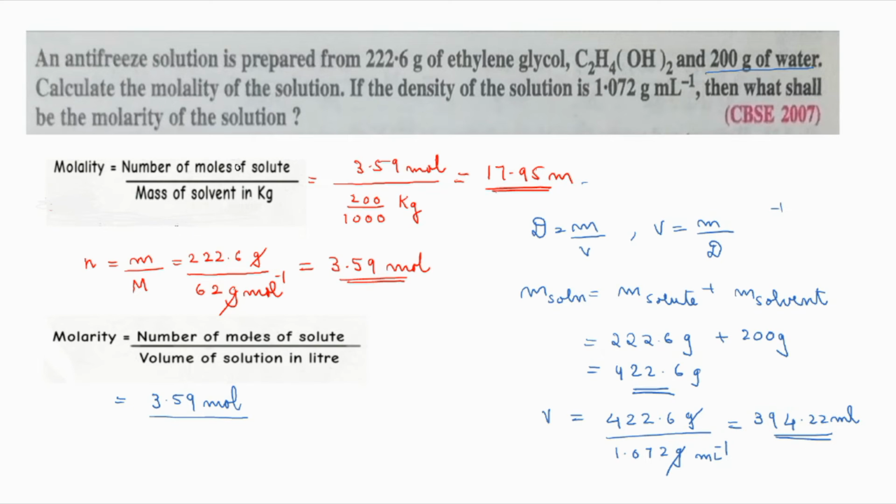That will be equal to 394.22 divided by 1000 liter. You will be getting the answer as 9.11 molar. That will be the molarity of the solution. So we have calculated the molality also, molarity also. The problem is little lengthy, but there is no other way. We will have to write each and every step and calculate. Then only we will be getting full marks.